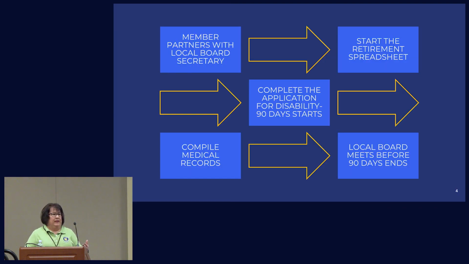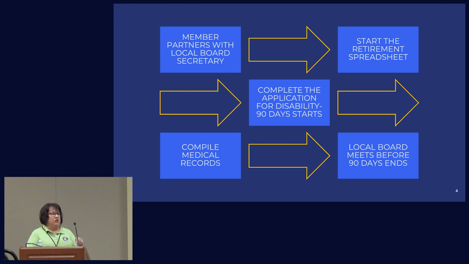I always like to explain that a member should be partnering with a local board secretary, because we're still using those retirement spreadsheets that we have on the website. The local board does need to work with the member in order to start that application. It's a 2-page application. While not every bit of information from the retirement spreadsheet input page goes onto that application, the local board secretary still needs to use that retirement spreadsheet as the disability moves forward, whether it's approved or denied.